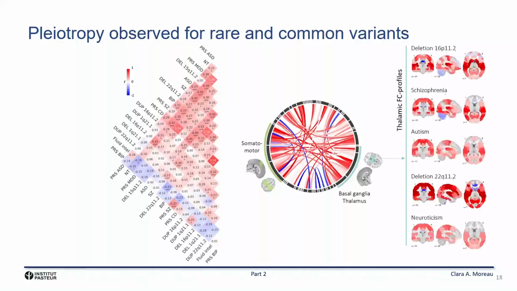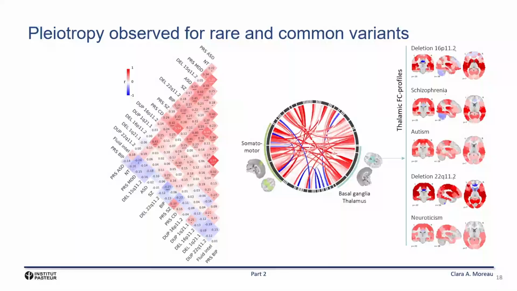So as a quick illustration, and then I'm done. For example, if you put a seed in the thalamus and you look at the profile of autism, you have an overconnectivity of the thalamus with somatomotor, auditory, and visual networks in autism, also reported in schizophrenia in another data set. We found similarities in deletion 16p in a clinical data set, 22q, and neuroticism.